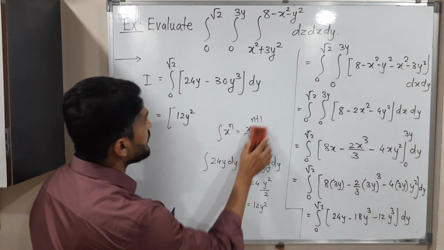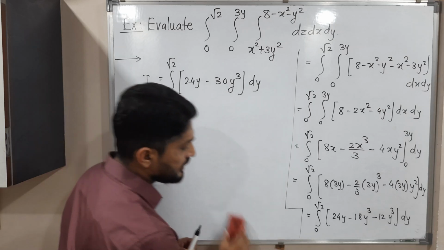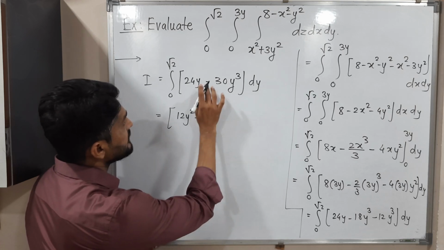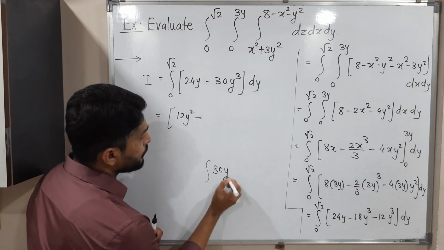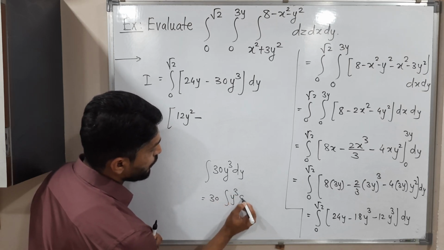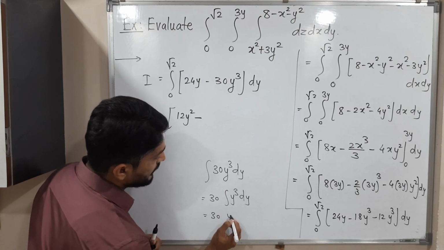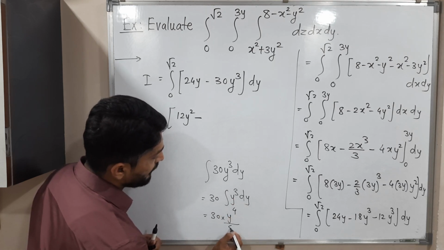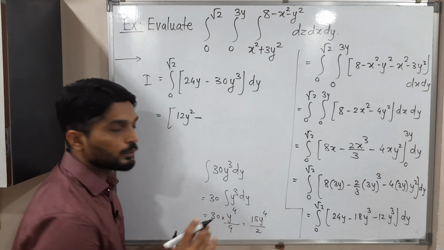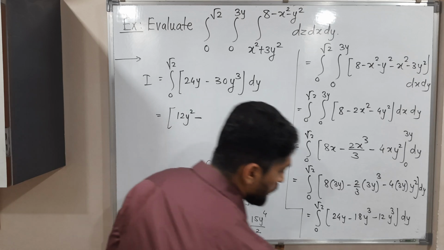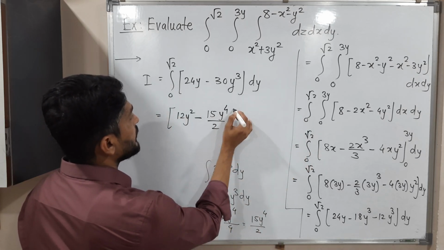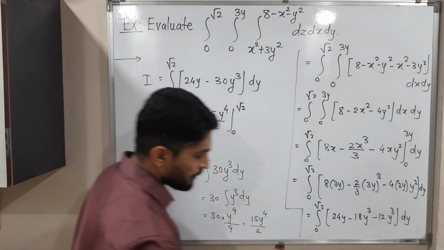So now it's time to integrate this 30y cube. Okay, so in the same way we do. Minus sign is there, so that's why I'm writing minus sign. 30y cube dy. 30 is constant, so will come outside. Integration of y cube dy. Same formula, we increase the power by 1, so y raised to 4 by 4. 2 we can cancel, so 15y raised to 4 by 2. Okay, so integration is 15y raised to 4 by 2. So it is 15y raised to 4 by 2 with limits 0 to root 2, right?